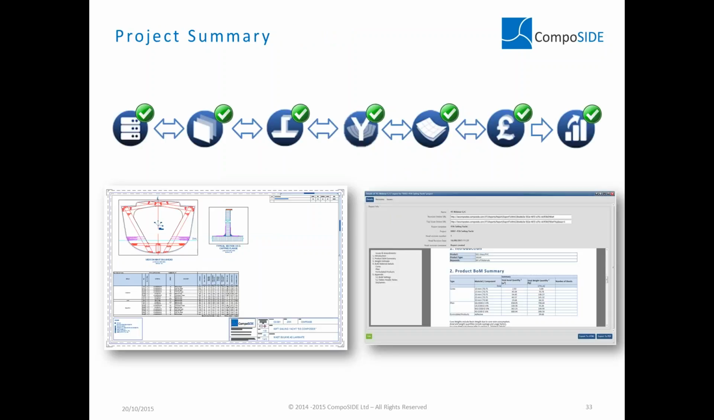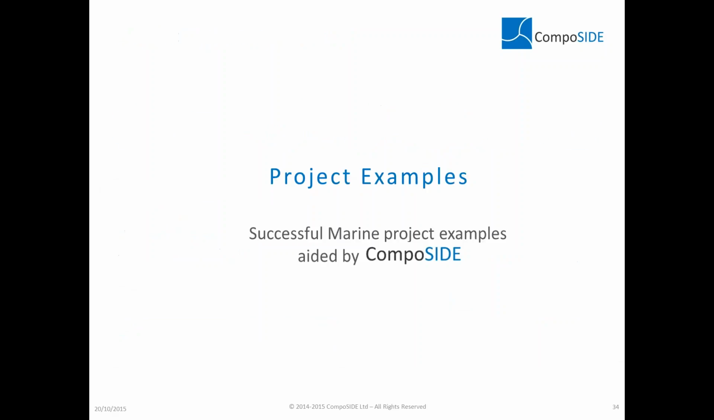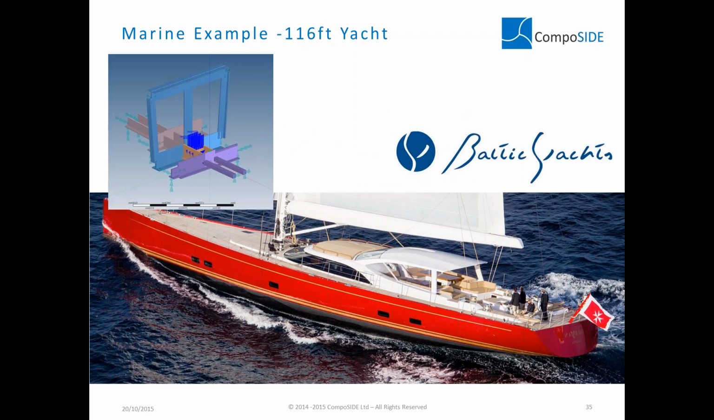Okay. So now we've shown you a few ways of how CompoSIDE can be used. We've used it in a few successful projects in the past. The first one is a 116-foot luxury cruiser racer. This was used to design most of the structure, the hull scantling, the beams, and most of the advanced structural bits. So you can see the example of the bulkhead, all the main sheet structures.